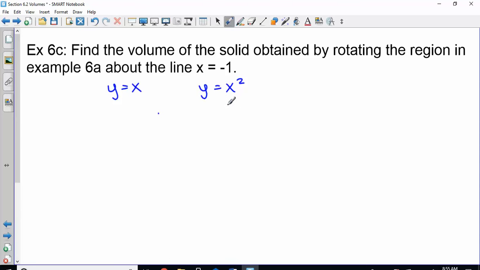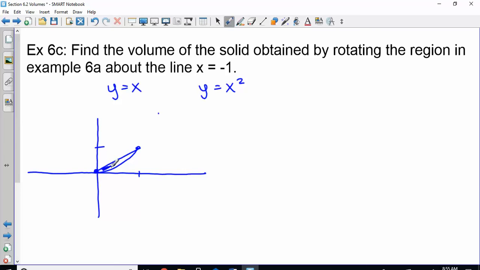We rotated them around a horizontal line, y equals 2. This time I want to rotate them around a vertical line, x equals -1. If we start with our little sketch that we've done on the last two examples, we found that those two things intersected at 0 and 1. So if we did a rough sketch, there's your line, and then we had that portion of a parabola.